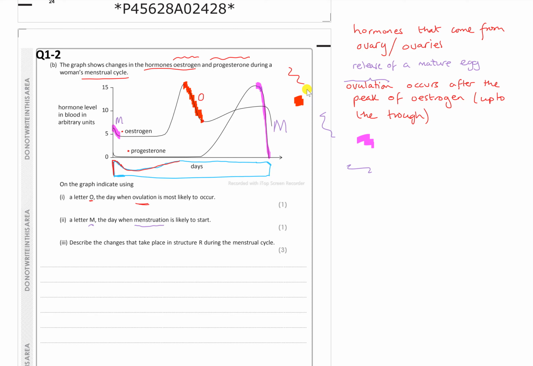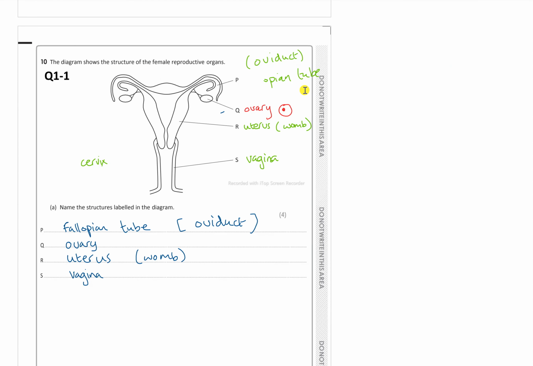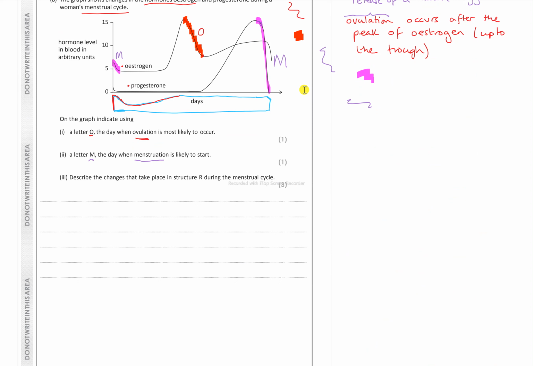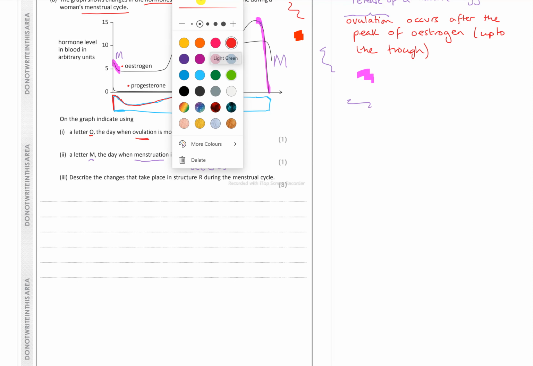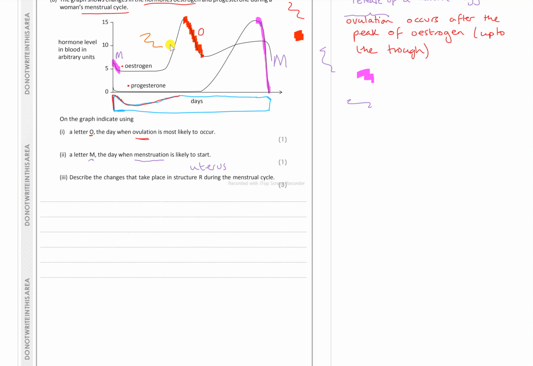Right. Describe the changes that take place in structure R. Where is structure R? Structure R. Okay, the uterus. So in the uterus during the menstrual cycle. Okay, what colour is that and why is that there? Another red. What colour was it? Was it blue? Was it orange? Let's go for orange. Right, okay. What's going to happen there?